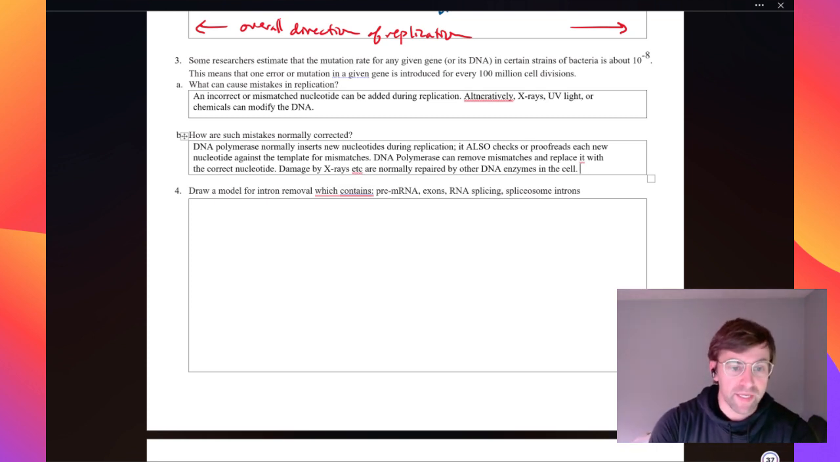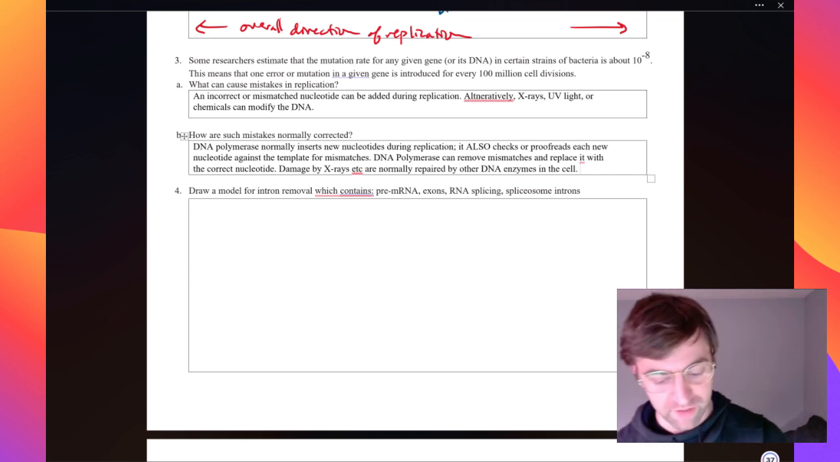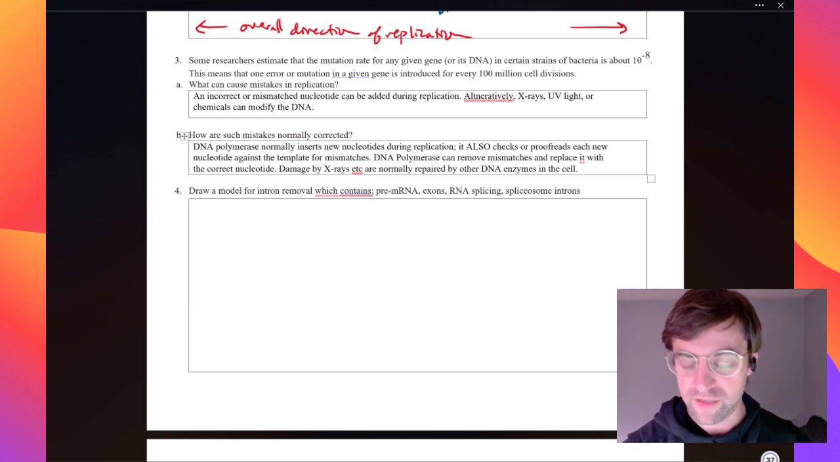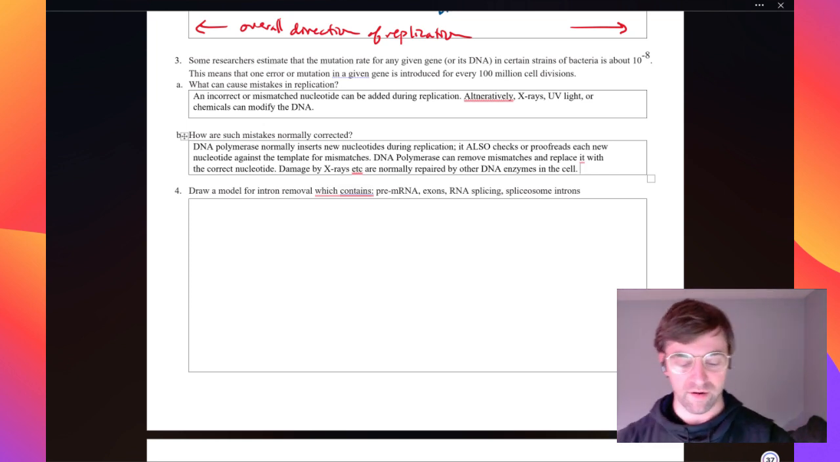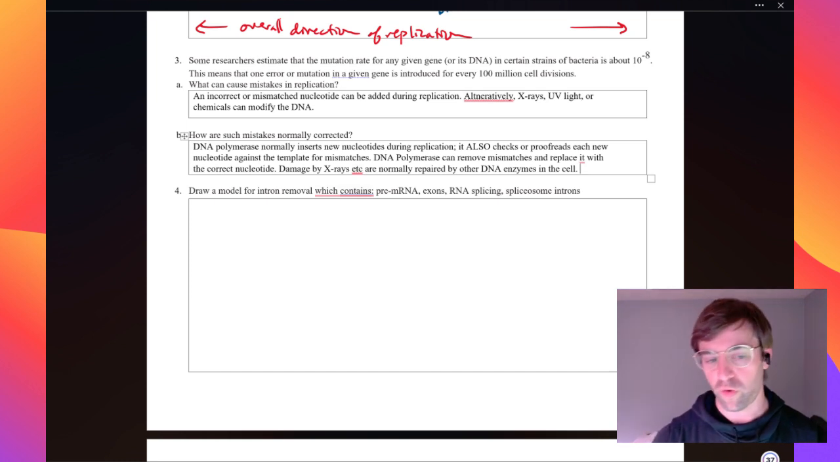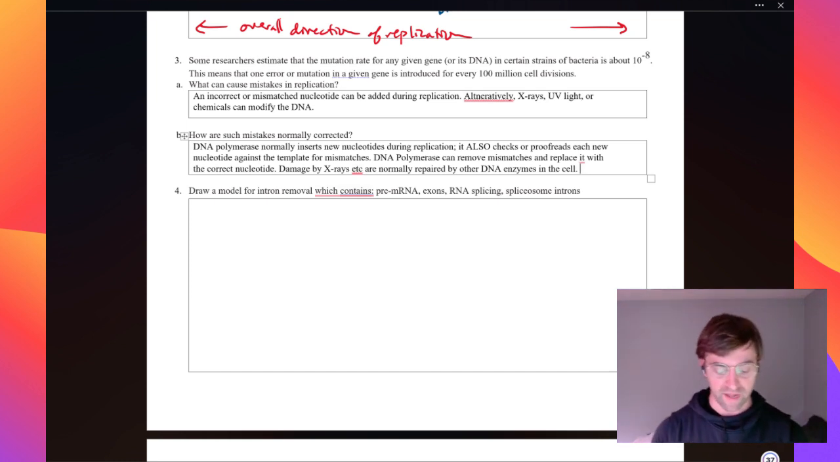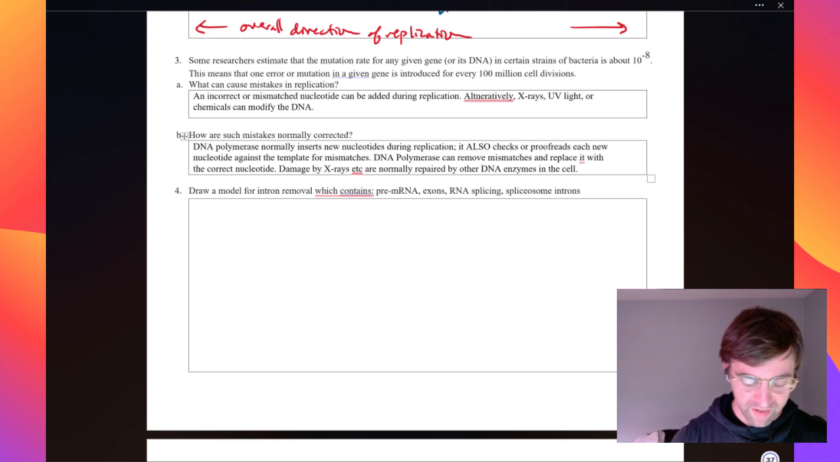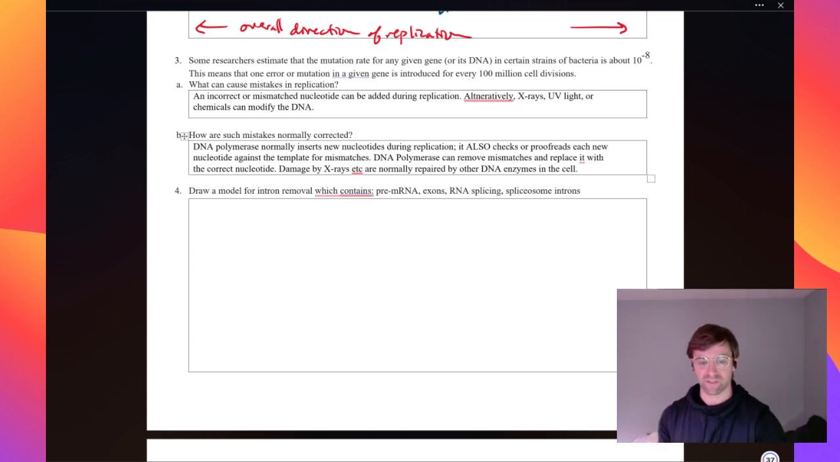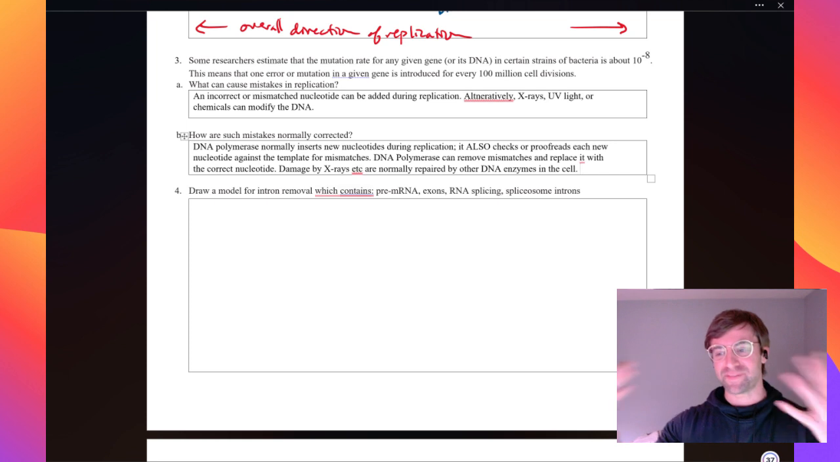Next up, draw a model for intron removal, which contains pre-mRNA, exons, RNA splicing, spliceosome, introns. So introns and exons are ways of referring to portions of DNA that get expressed or not. And the way that I remember this is: intron, exon. Exons get expressed.